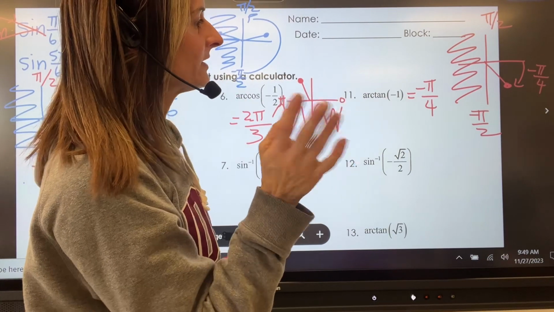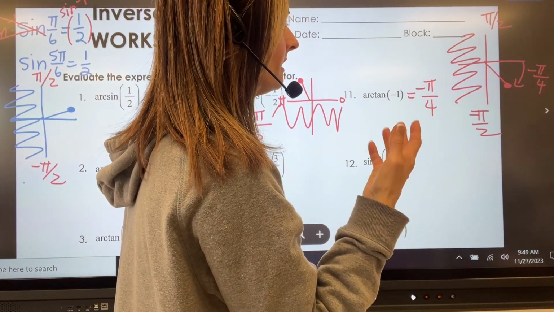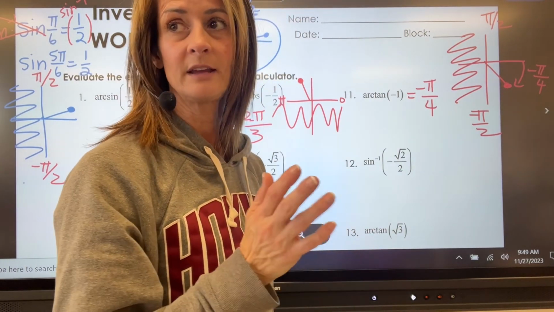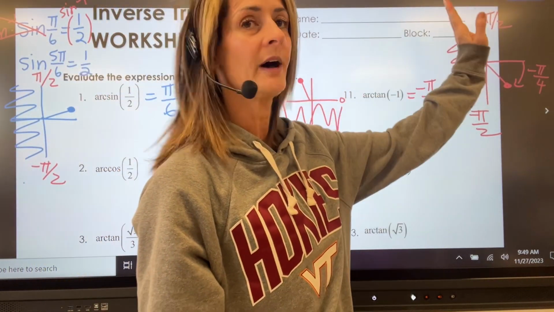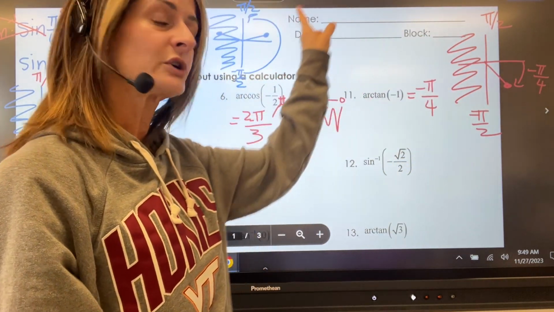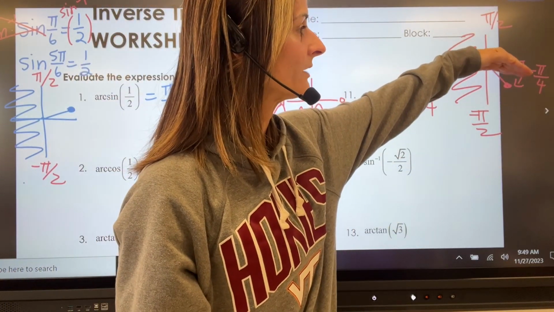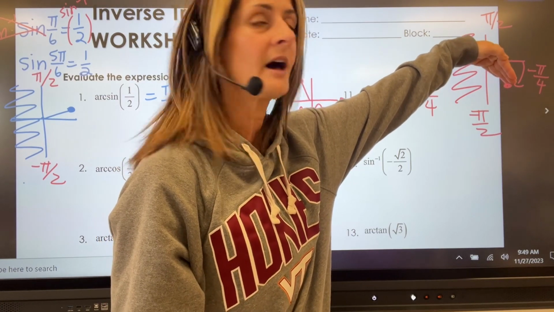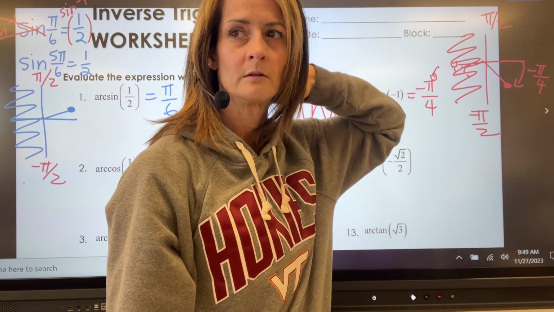So on a multiple choice test, one of the answers might be 7 pi over 4 as an option. You don't want to select that because the answers have to be between negative pi over 2 and pi over 2. On the unit circle, this is 7 pi over 4 because all the way around is 8 pi over 4, which is 2 pi. But you need to write that not as 7 pi over 4, but as negative pi over 4. Is everybody with me?